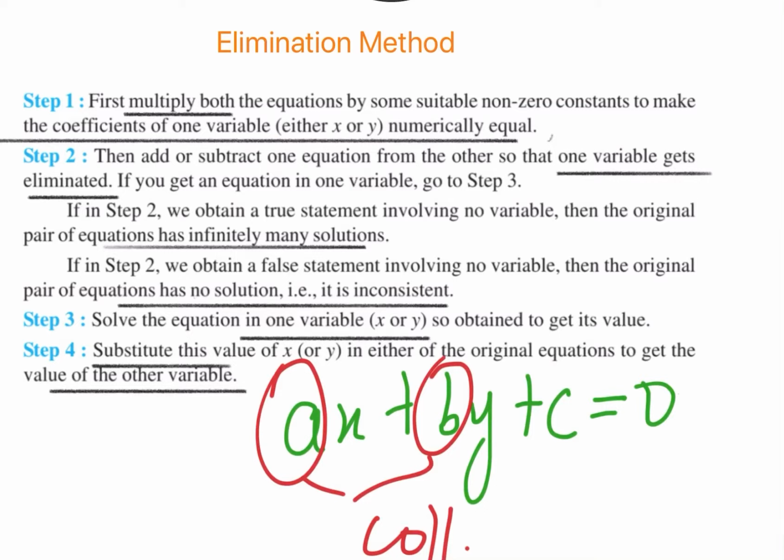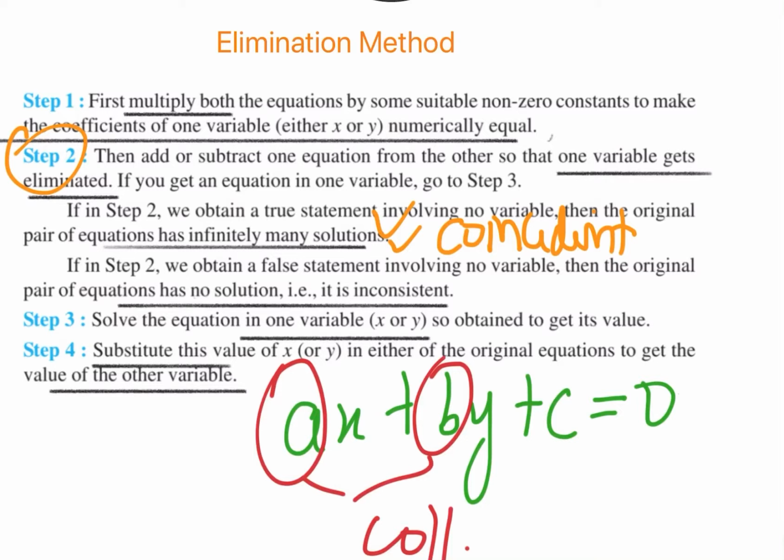Now there is an important point here which we will discuss, this point of step 2. In step 2, that means after cancellation, if you obtain a true statement involving no variable, then the original pair of equations has infinitely many solutions. These are MCQs. In case in step 2, after eliminating one variable, the other variable is also gone, that means the equations have infinitely many solutions, which means that the graphs of the equations will be coincident, which you should know from your class 10 level. Coincident means they will be on each other.